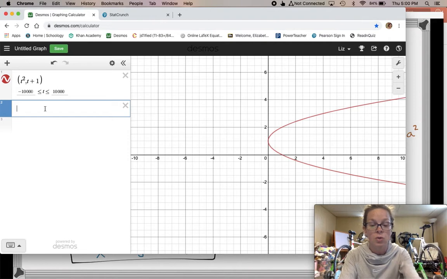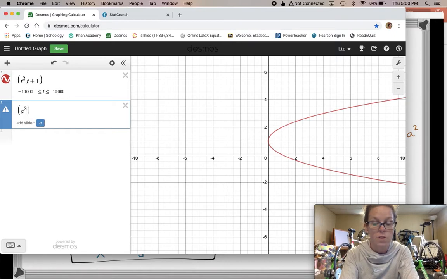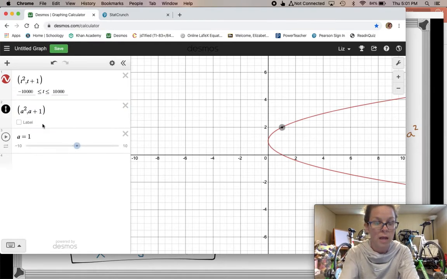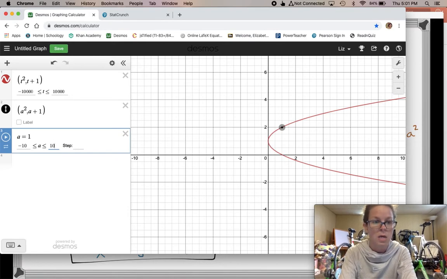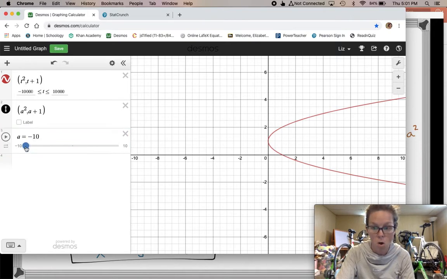So what I'm going to do for that is make a second copy of this equation, except I'm going to use the letter A, and then create a slider for A. Best to go maybe not that far, the same as what your T is, but I don't want to go all the way out to 10,000. So let's pretend we're starting at negative infinity. We wouldn't see it for a really long time.